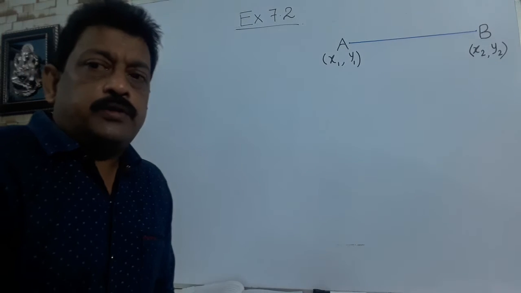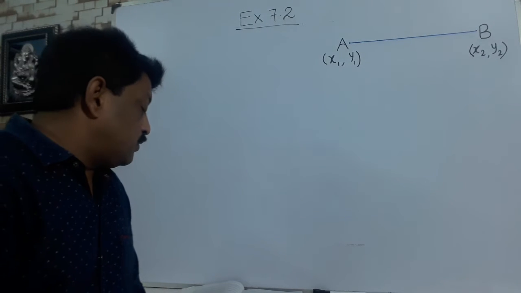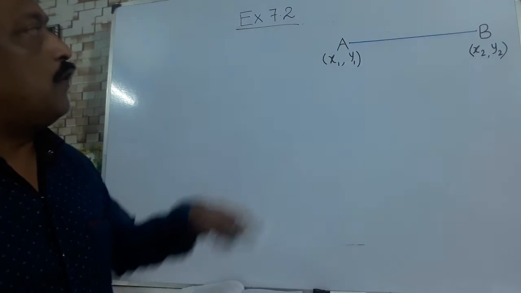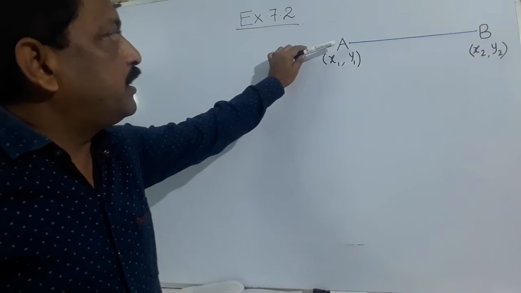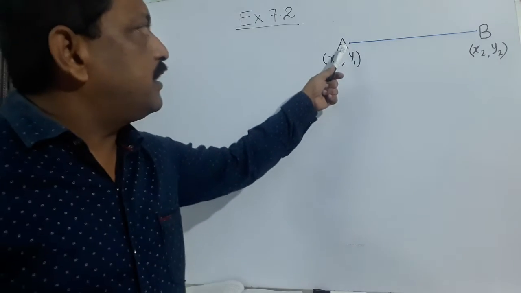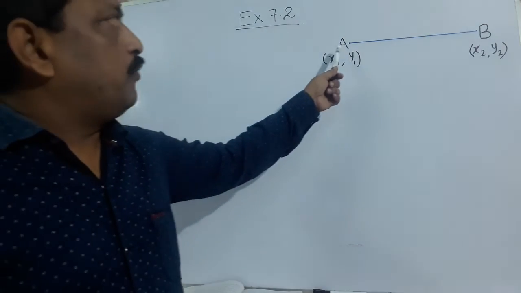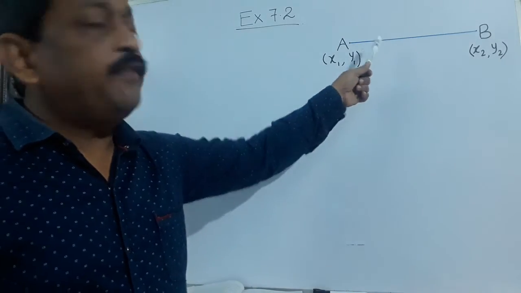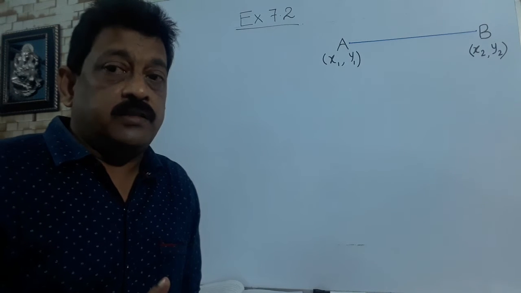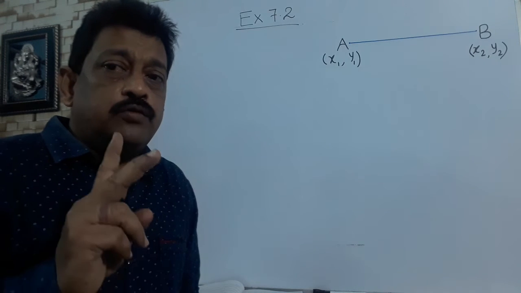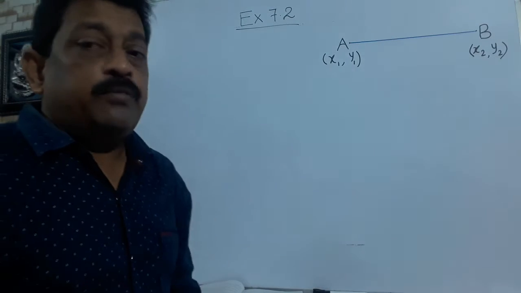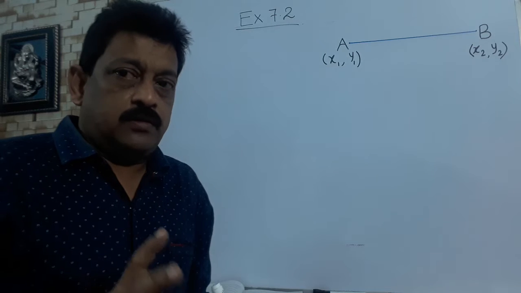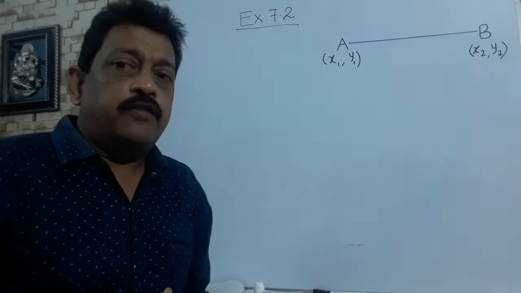Another very important question from this exercise. The question is, find the coordinates of the points of trisection of the line segment joining A and B. That is, 2 points A and B are given. When they are joined, we get a line segment. We have to find the points of trisection, meaning we have to choose 2 points on AB such that AB will be divided into 3 equal parts. That is what is called points of trisection.